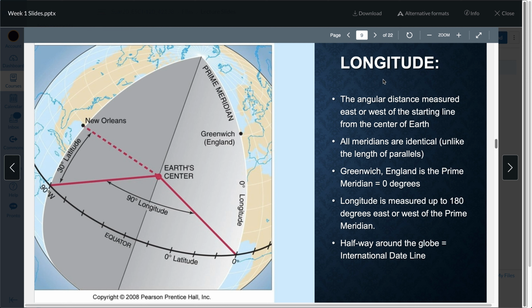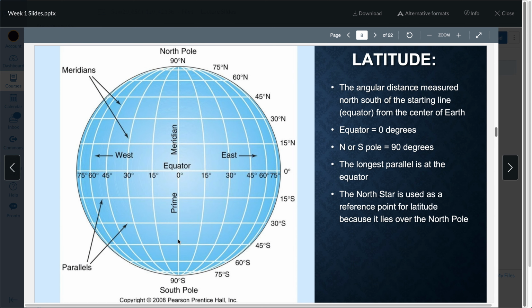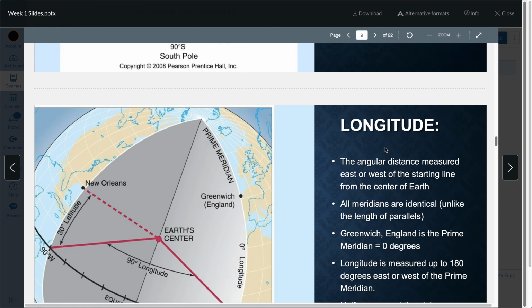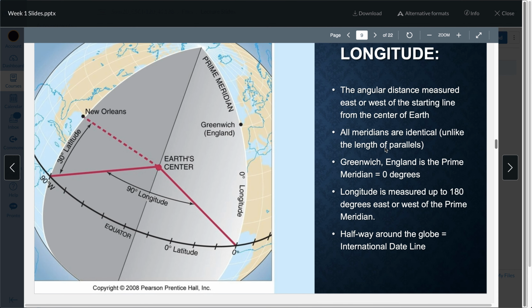So longitude is the opposite of latitude. It's the angular distance measured east or west of the starting line from the center of Earth. Up here you can see these are the longitude lines. They run north-south, and you may notice that they are all the same length, whereas with the latitude lines, they were all different lengths, right? They get shorter as you move north or south, because Earth is widest around the middle. But with longitude, all the lines are the same length. For longitude, you need to know the time, right?